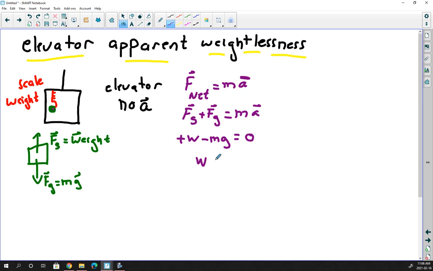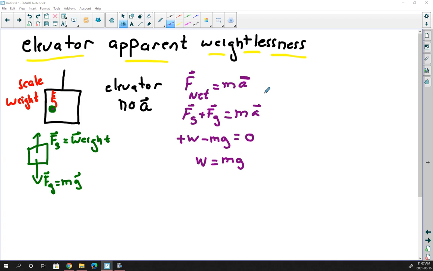So we get the fact that the weight is equal to the force of gravity, which is something you learned way back in grade 11. So that's just a starting point for us here, because we're going to change things up now, okay, to make this work.